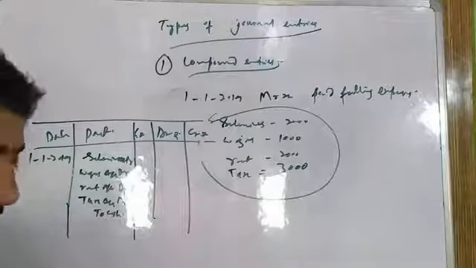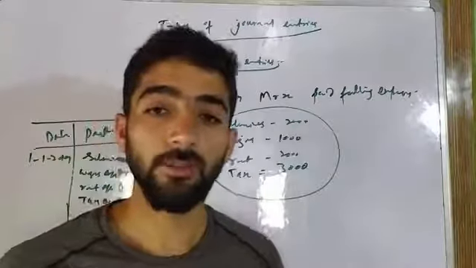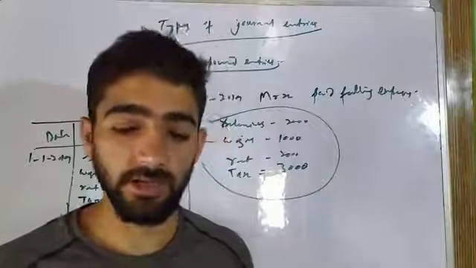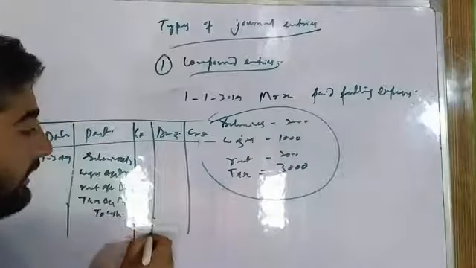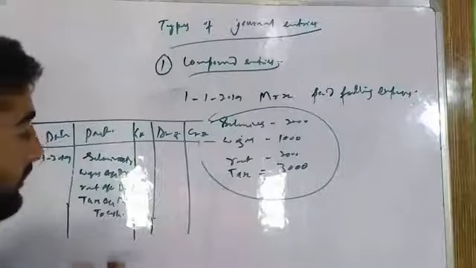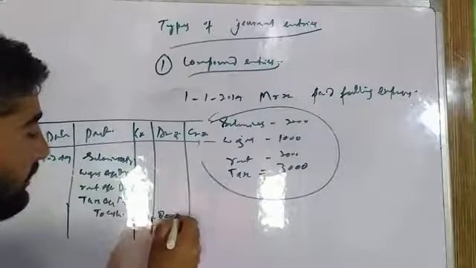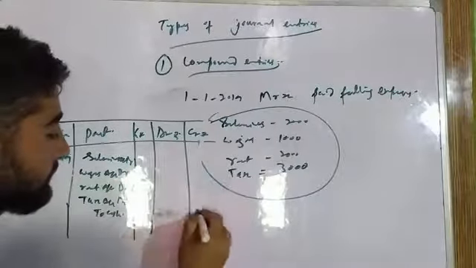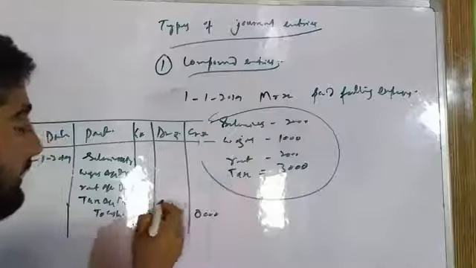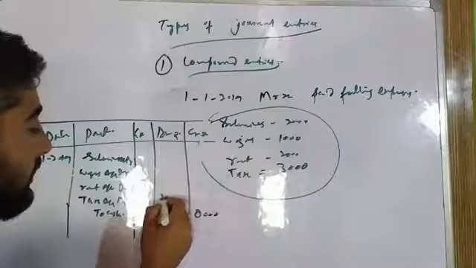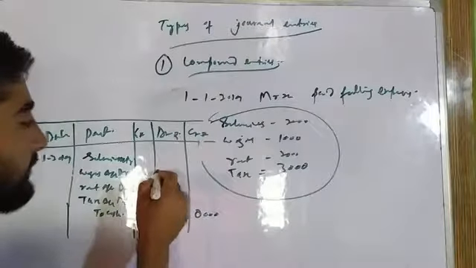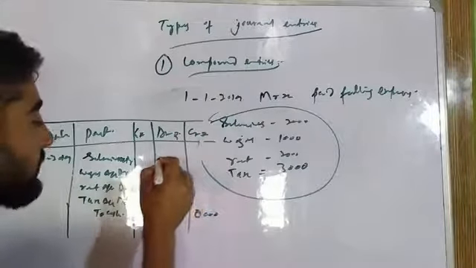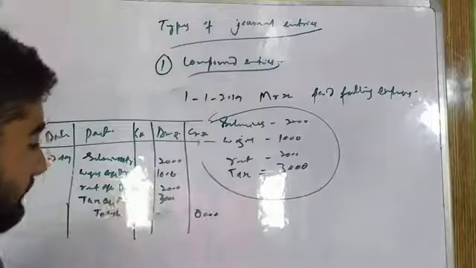Because cash account is a real account. We have paid cash. When cash goes out of the business, credit what goes out. So we will write here credit 8,000. We have paid total 8,000 cash. We have paid tax 3,000, rent 2,000, wages 1,000, and salaries 2,000.